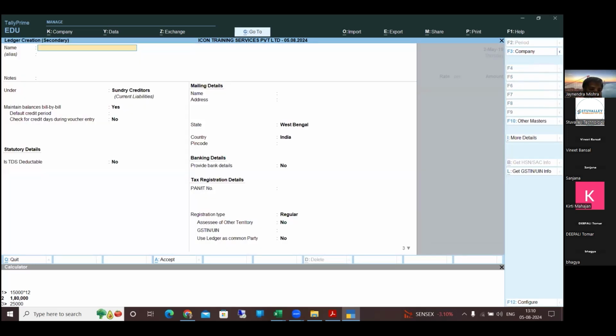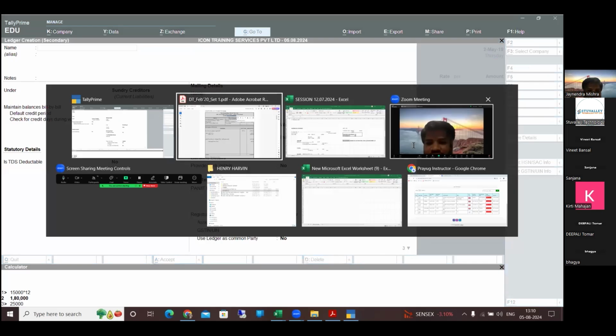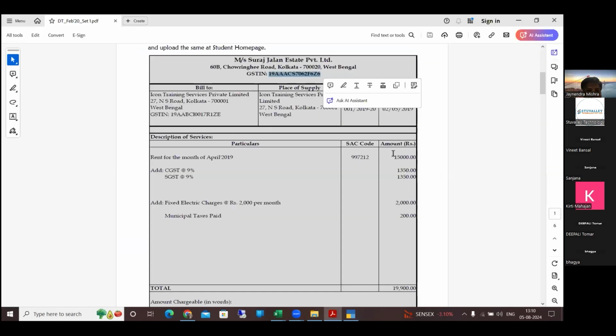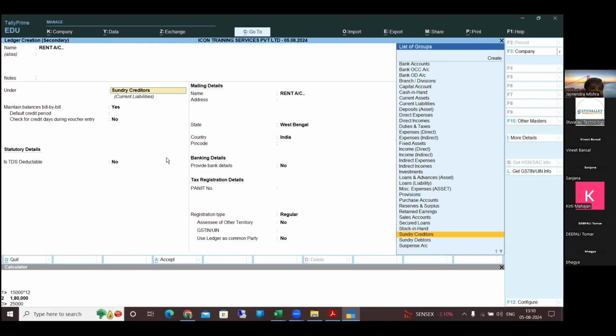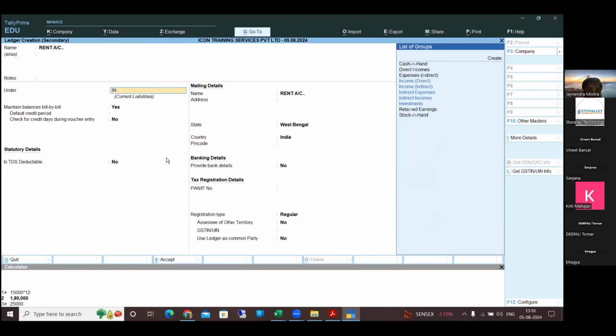Now what are we paying, friends? What are we paying Suraj Jalan? Rent? Yes or no? We are paying rent. So create the ledger, Alt C, rent. Rent, friends, is an expense. Rent is an indirect expense.